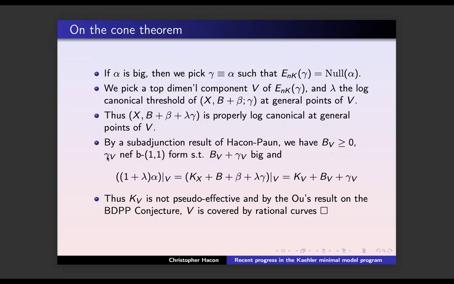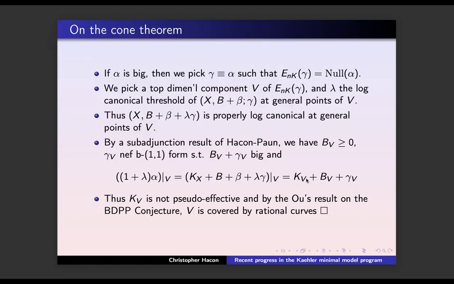Then, by a subadjunction result proved with Mihai Paun, we have an effective R-divisor B_V on V and a (1,1) form gamma_V such that B_V + gamma_V is big, and when I restrict K_X + B + beta + lambda gamma, which is numerically equivalent to 1 + lambda alpha, it is properly log canonical along V. If this were a usual pair, you would expect to get something of the form K_V + B_V + pseudo-effective. And I'm saying that this kind of adjunction also holds for generalized pairs.